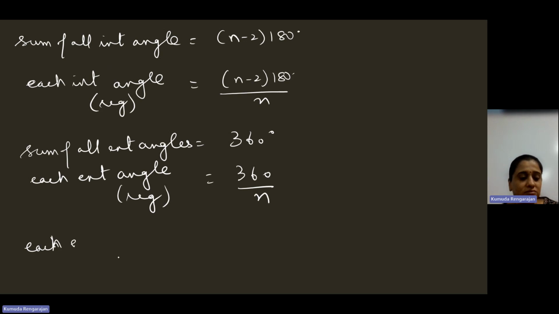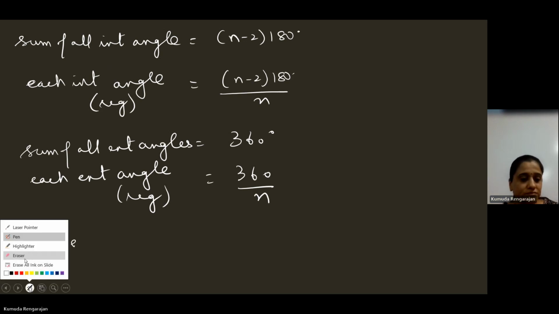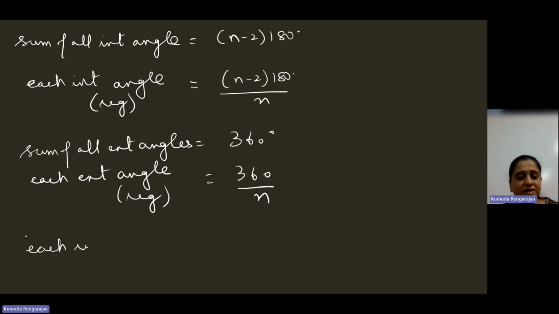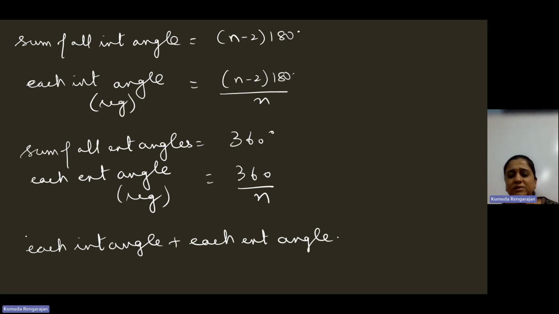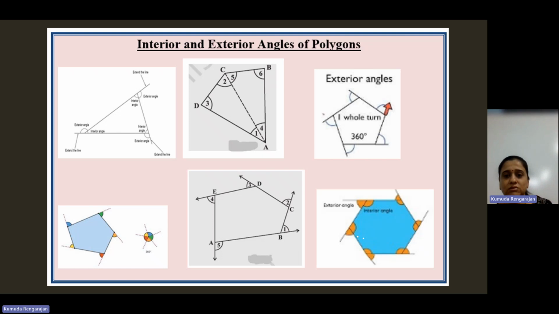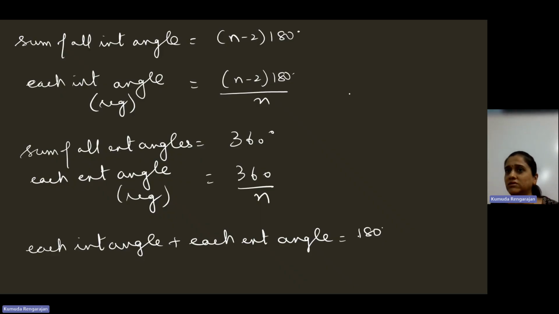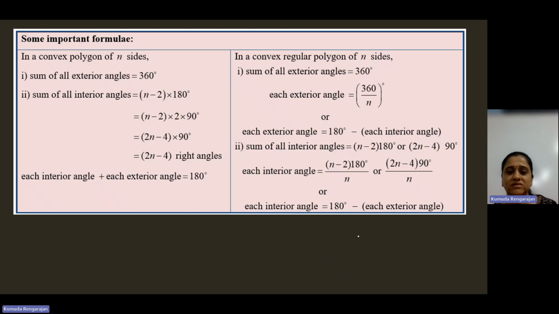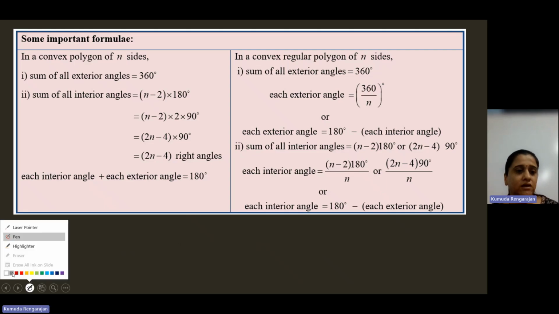Then also remember that each interior angle plus each exterior angle is always 180 because they form a linear pair. We worked this out in the figures earlier, didn't we? Each interior angle plus each exterior angle is equal to 180 degrees because they form a linear pair. Now let's understand this slide and wind up the session for today.